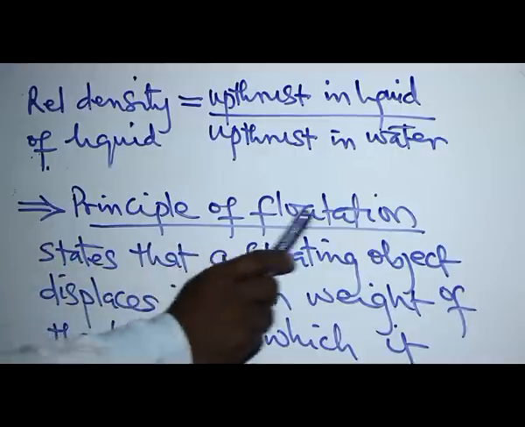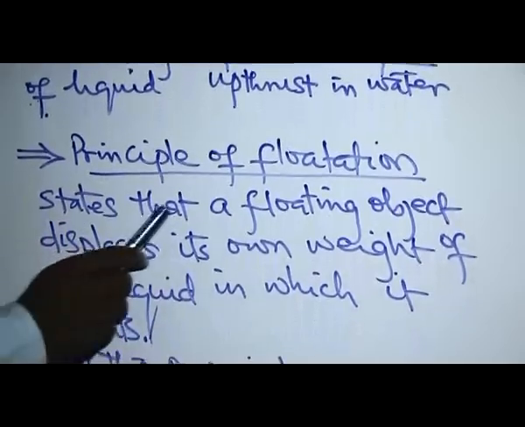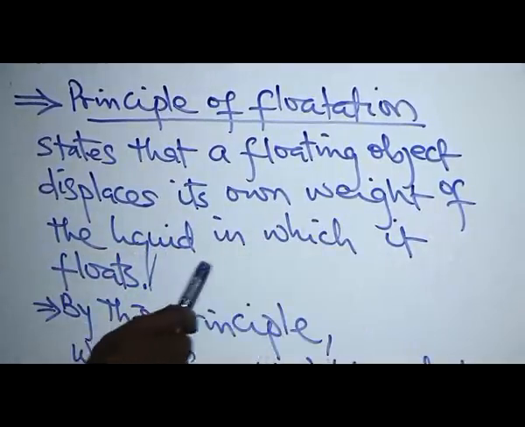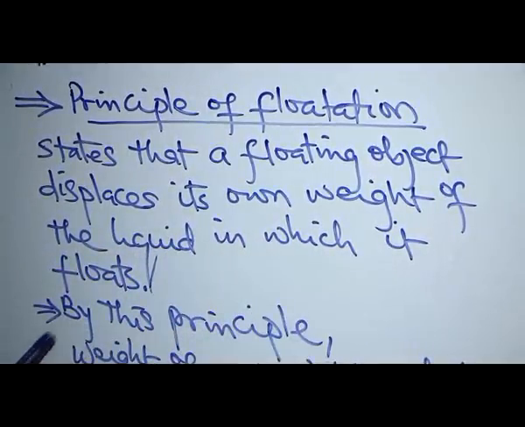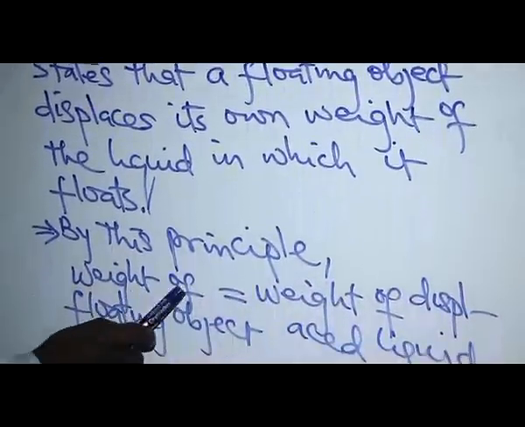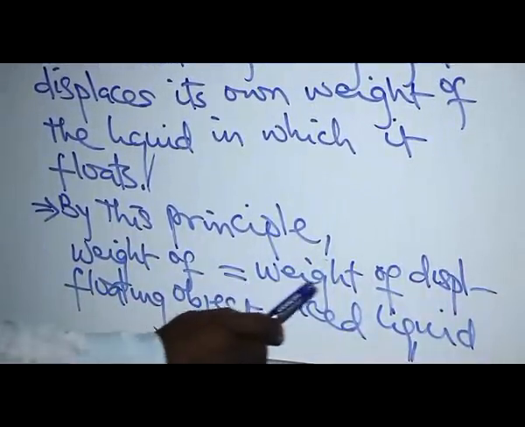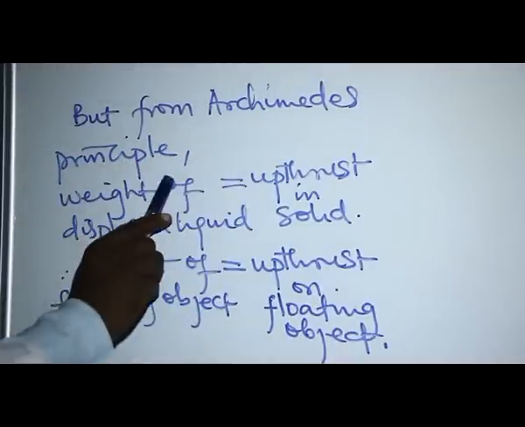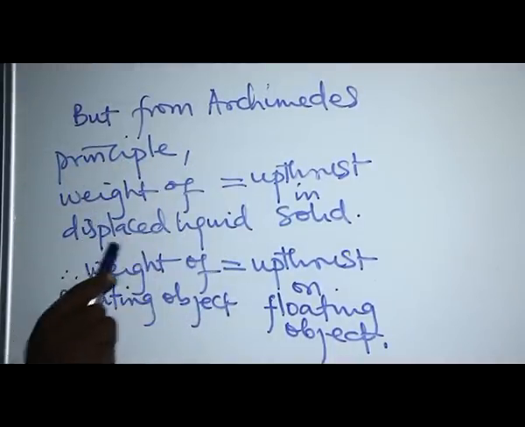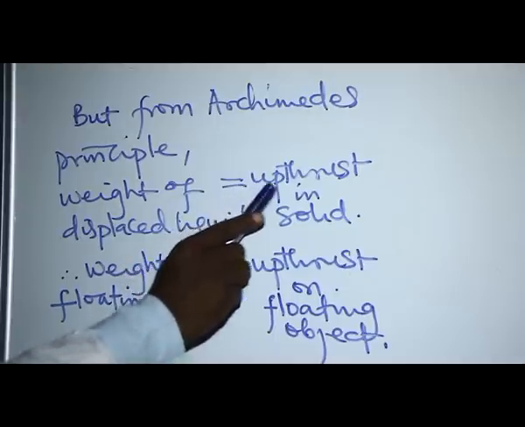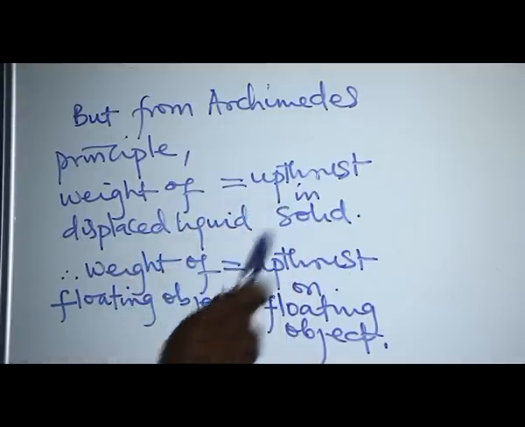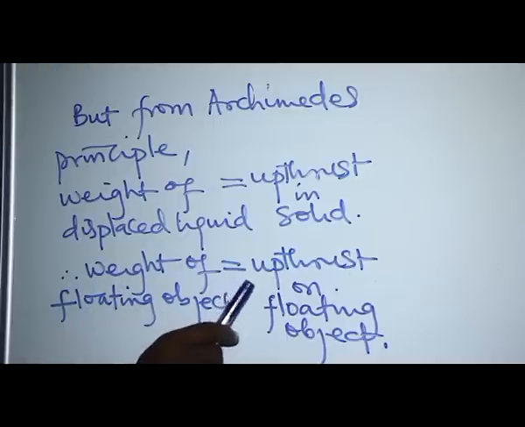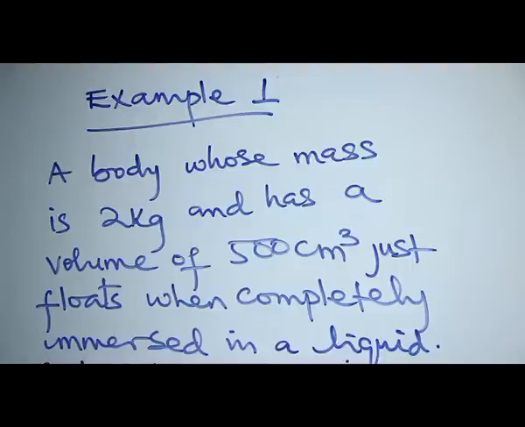Next is the principle of flotation, which states that a floating object displaces its own weight of the liquid in which it floats. By this principle, the weight of the floating object is equal to the weight of displaced liquid. But from Archimedes' principle, the weight of displaced liquid is equal to the upthrust on the solid. Therefore, the weight of the floating object is also equal to the upthrust on the floating object.